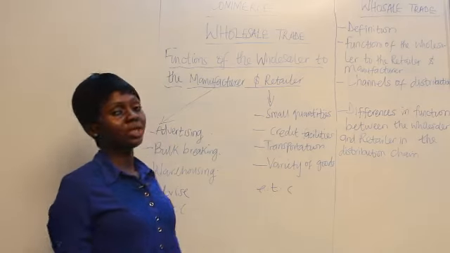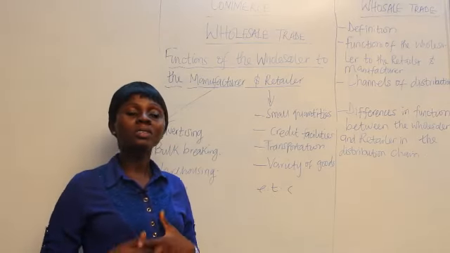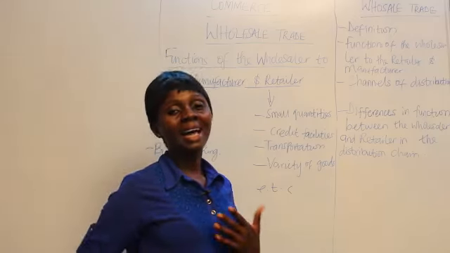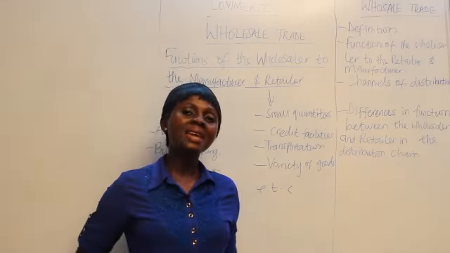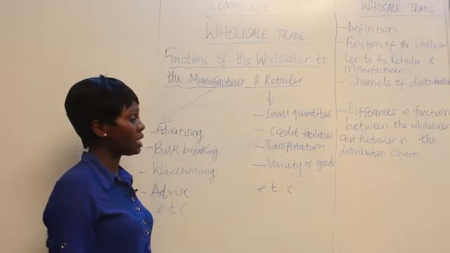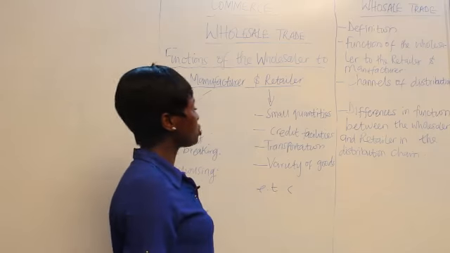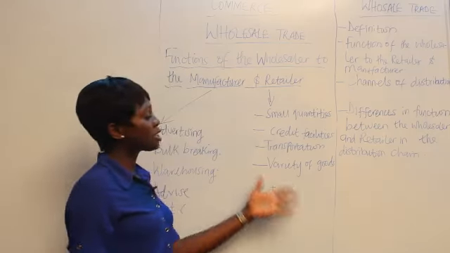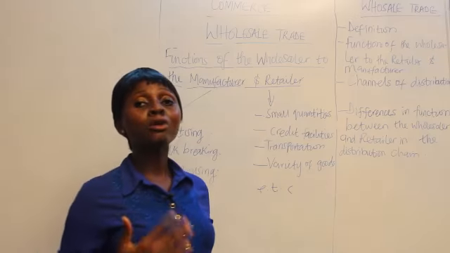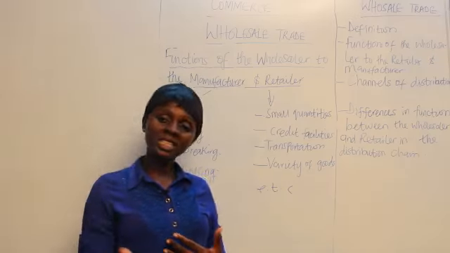Now, transportation. Sometimes the retailers buy goods from the wholesaler, and the wholesaler assists in bringing the goods to their doorstep. They make it available through transportation. Now, variety of goods. The wholesaler buys a variety of goods and sells to the retailer.